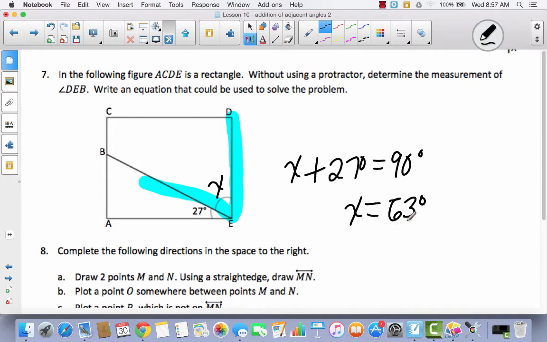63 plus 27. Yes, I double check my math here. So 63 degrees plus 27. I'm just going to double check that. Yes. So X equals 63 degrees.